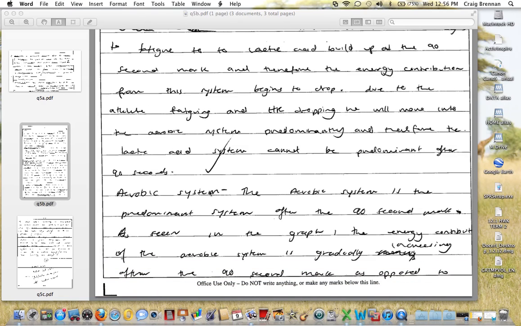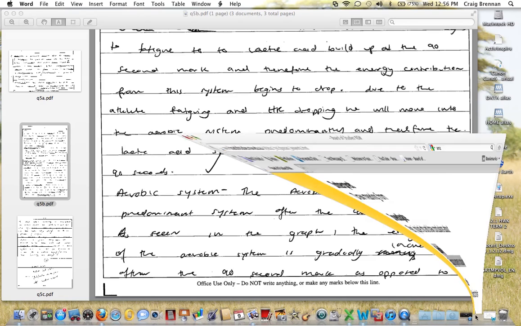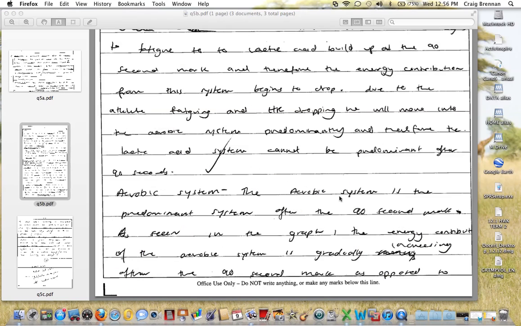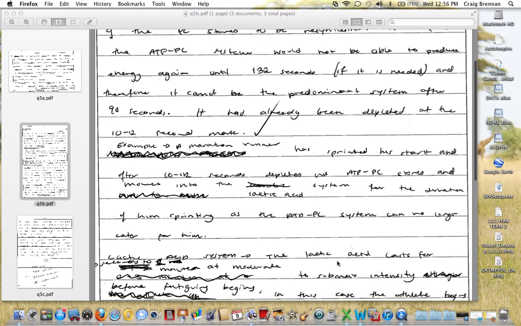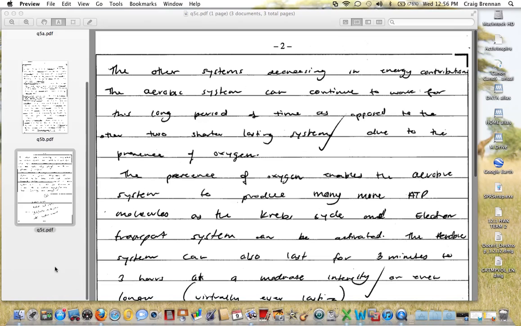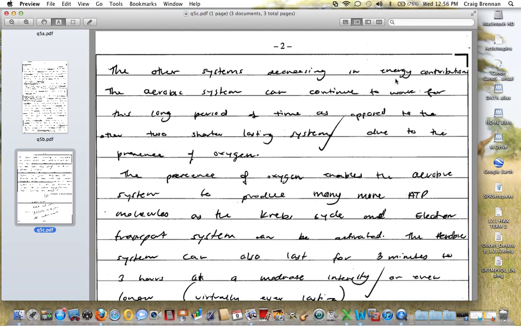He then gets on to the aerobic system. And again, that was written in red. The aerobic system is the predominant system after 90 seconds. And remember what our Board of Studies says? Support an argument or conclusion. So he's supporting the argument now with the use of the aerobic system. After 90 seconds of work, as seen in the graph, the energy contribution of the aerobic system is gradually increasing, after the 90-second mark, as opposed to the other systems decreasing in their contribution.